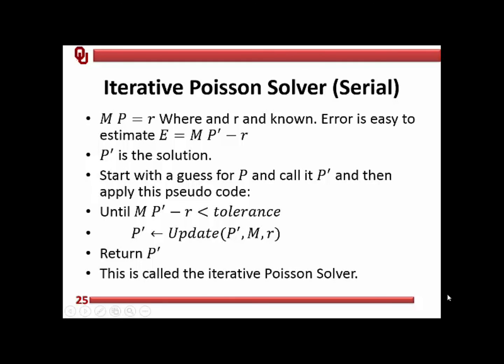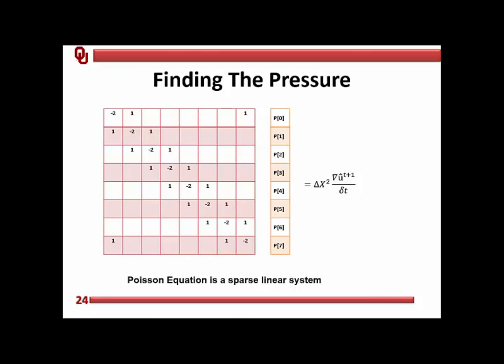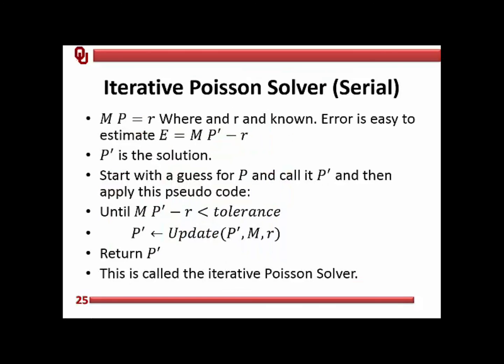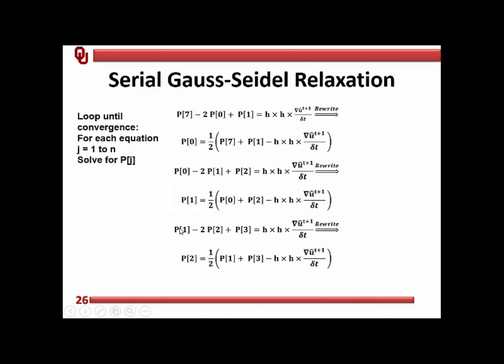As we said, the iterative Poisson solver tries to solve the sparse linear system, but in a serial way. This happens by having the matrix multiplied by P equals R, which equals the right-hand side. Then we start with a guess, let's call it P prime, and until the error is less than a tolerance, we keep updating P prime. But this is extremely serial, so we go to the serial Gauss-Seidel relaxation method.